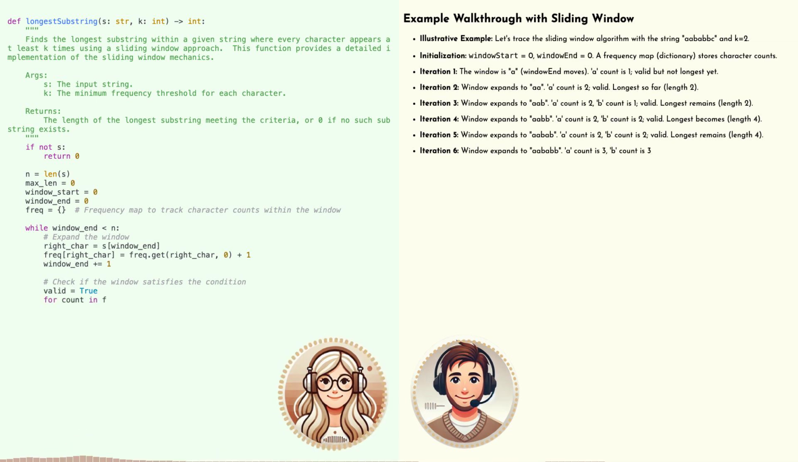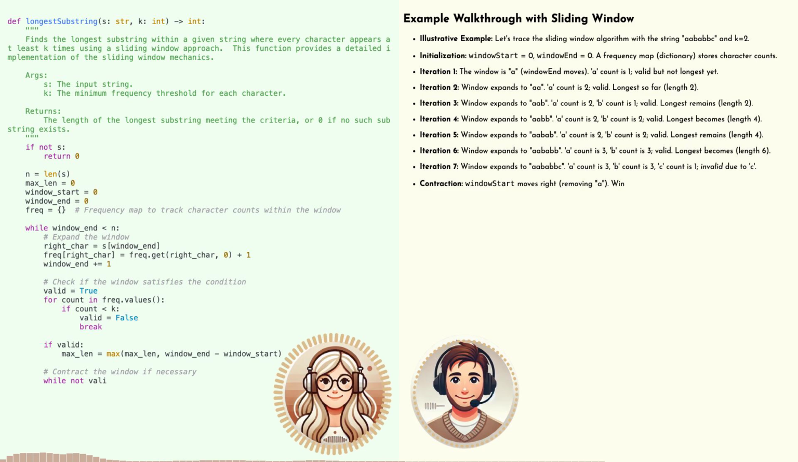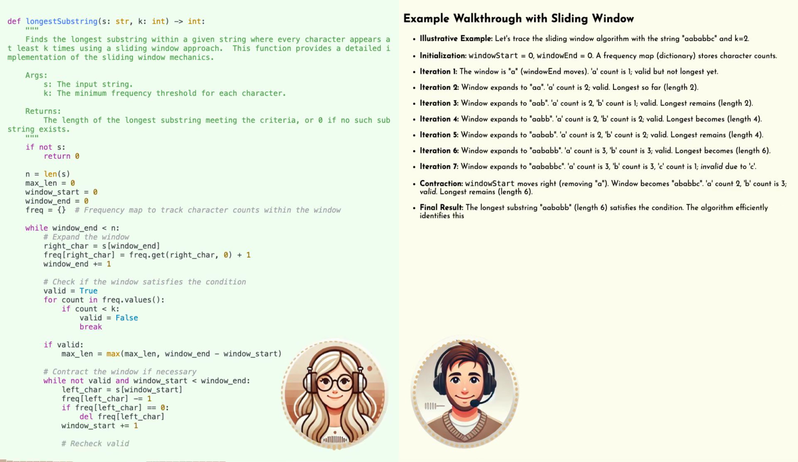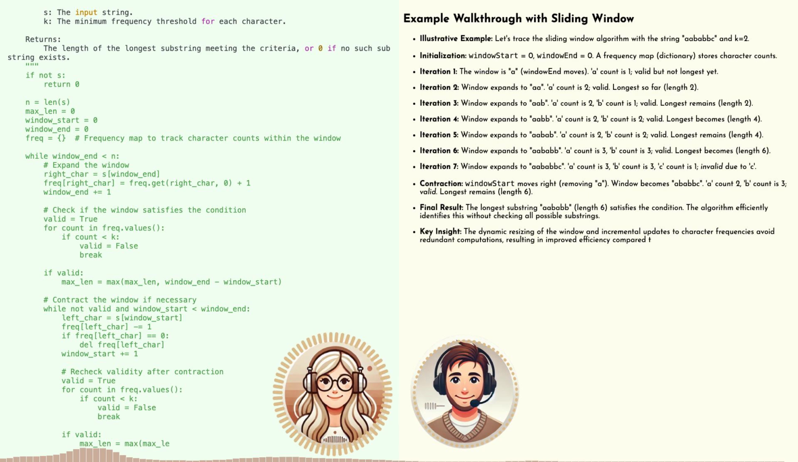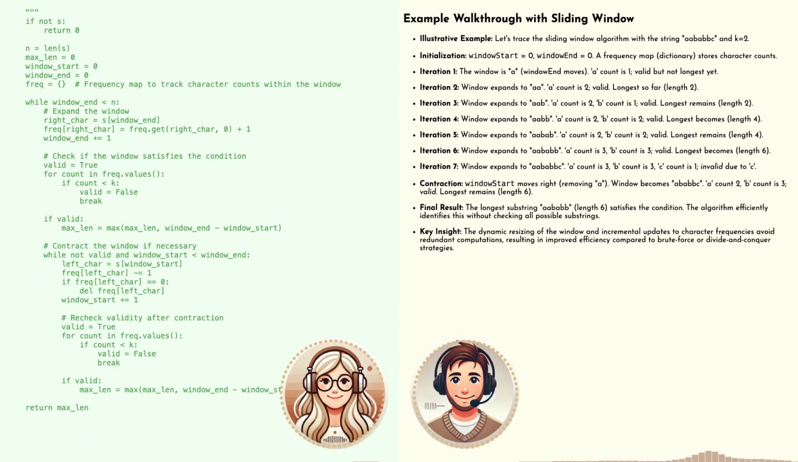Okay, so remember our pointers. Window start and window end. Yep. They both start at the beginning, right? Exactly, at index 0. So our spotlight starts off shining on just the first character, the A. Okay, so we've got just one A so far. Right. We need at least 2 As to make it valid. So what do we do?